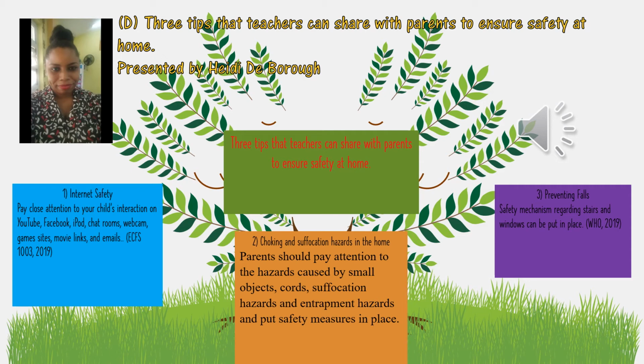According to the World Health Organization 2019, stairs should have safety gates and adults should supervise children, especially toddlers, while they are using the stairs. Windows, it is wise to install safety guards on windows. Window screens are only effective in keeping bugs out, not children.